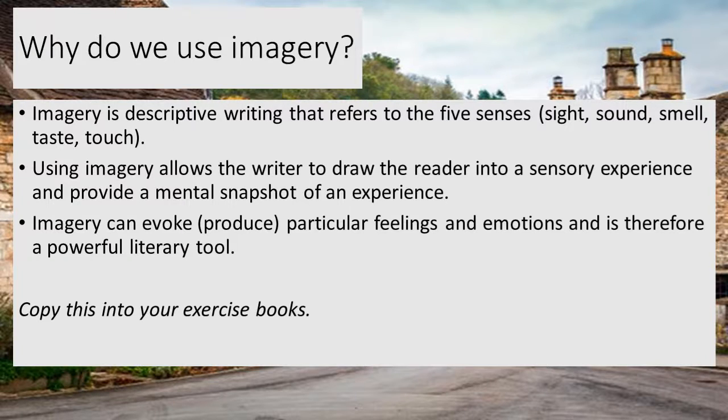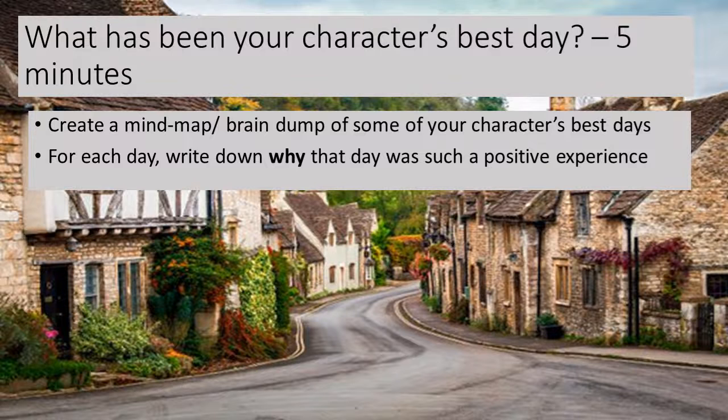So why do we use imagery? Imagery is descriptive writing that refers to the 5 senses: sight, sound, smell, taste, and touch. Using imagery allows the writer to draw the reader into a sensory experience and provide a mental snapshot of an experience. Imagery can evoke, that means produce, particular feelings and emotions, and is therefore a powerful literary tool. Please pause the video to copy this into your exercise books.